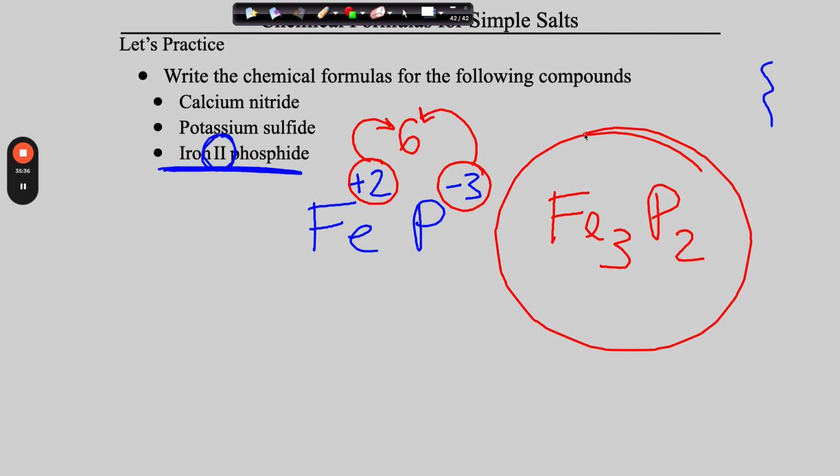But guys, check this out. Some of you are going, no, it's not, because this is iron 2 phosphide, and there are 3 phosphides. Guys, that's not correct reasoning. The Roman numeral 2 over here does not tell you how many. It tells you the charge. And then you use that charge to figure out that it takes 3 of these. So guys, again, the Roman numeral is not the number of them. It is the charge.